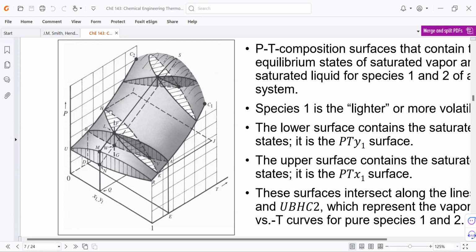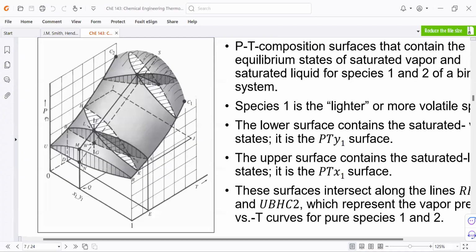So if we have a point inside the envelope, the composition would be determined by tracing the edges of the vapor and liquid curves. As I mentioned, we have the higher pressure in this upper region, and therefore the subcooled liquid region is above the upper surface, and the superheated vapor region lies below the surface. And inside the two surfaces, we have the coexistence of both liquid and vapor phases.